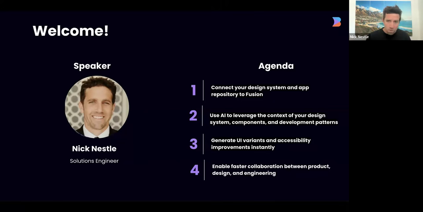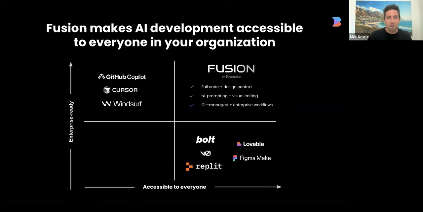What we're going to go through today is how we're differentiated: connecting your design system and app to a repo, and then using AI not just to connect to the repo, but to connect to your actual design system to build out things that don't just look good, but actually fit into your process and are ready for production ready code as well. We're going to spend most of the time in the demo, but I do have just a couple slides to introduce Fusion and set the landscape for us here.